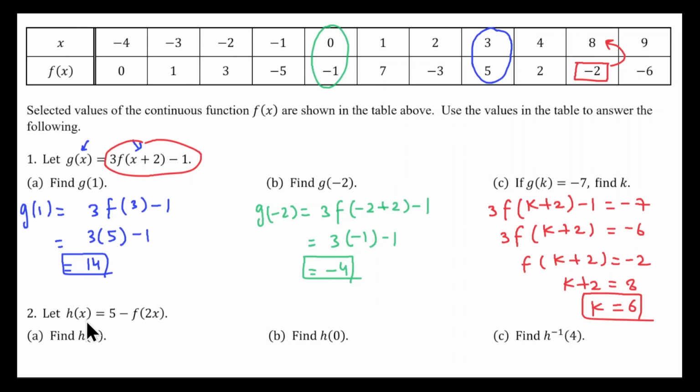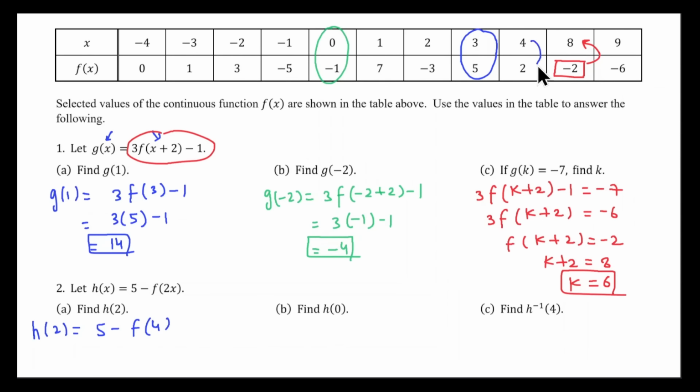Okay, likewise, we have another function h defined by this. So they are asking what is the value of h(2). So this is pretty straightforward. h(2) is 5 minus f of 2 times 2, which is 4. And what is f(4)? f(4) is, well, 2, as I can read from here. So 5 minus 2 is going to be 3. That should be our answer. h(0) will be 5 minus f(0). f(0) is already highlighted. It's negative 1. So 5 minus minus 1 will be 5 plus 1, which is 6.